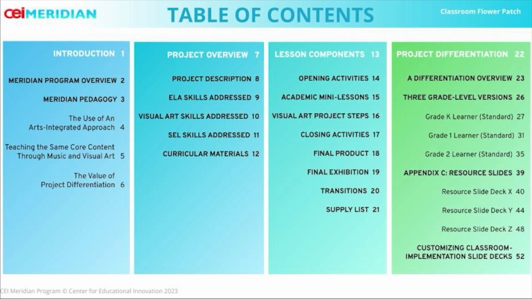You'll get a project description, an overview of the project with the ELA skills addressed, the visual arts skills addressed, the SEL skills addressed, and the curricular materials. You'll also have an overview of the lesson components: the opening activities, academic mini-lessons, visual art project steps, the closing activities, the final product, the final exhibition, transition, and the supply list. There will also be a breakdown of the project differentiation for the 3-level versions of Grade K, Grade 1, and Grade 2, as well as Appendix C for the resource slides. You'll also find instructions on how to customize your classroom implementation slide deck.